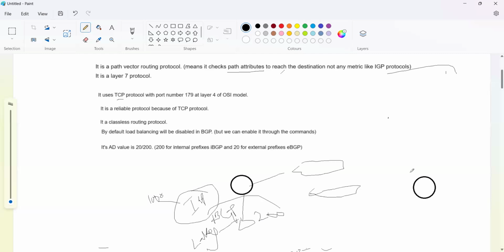Between two different ASes we will use the eBGP protocol. So in between we should use eBGP, and that will use the AD value of 20. So we have two AD values in the BGP protocol, that is 200 and 20: 200 for the internal prefixes, that is iBGP, and 20 for eBGP.